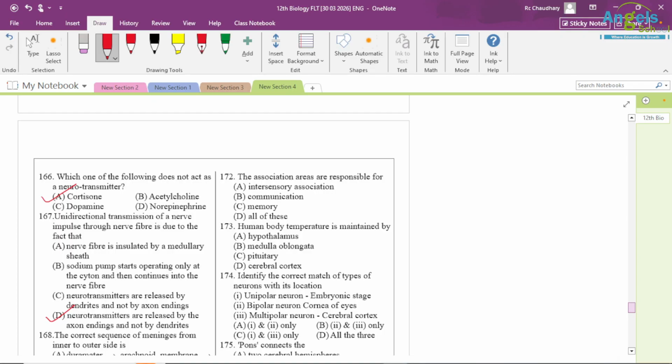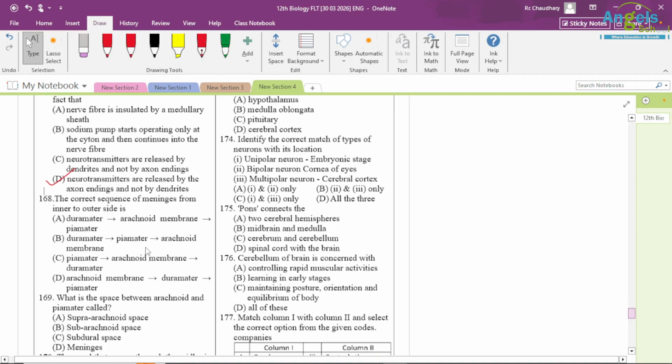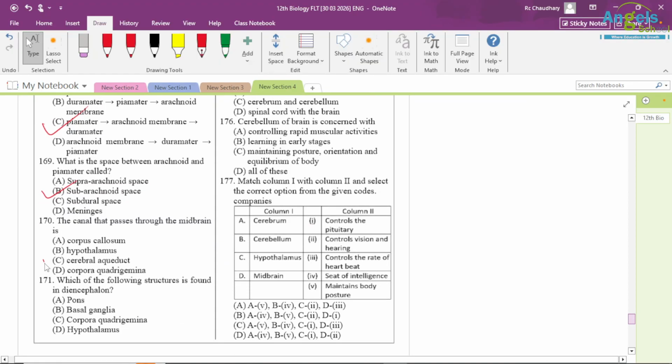Correct the sequence of meninges from inner to outer sides. Okay, so from the inner side, pia mater is there, then arachnoid mater, and then dura mater. So C is correct. Which is the space between arachnoid and pia mater? It is known as the subarachnoid space. The canal that passes through the midbrain is known as the cerebral aqueduct. Then which of the following structures is found in the diencephalon? So it is the hypothalamus.